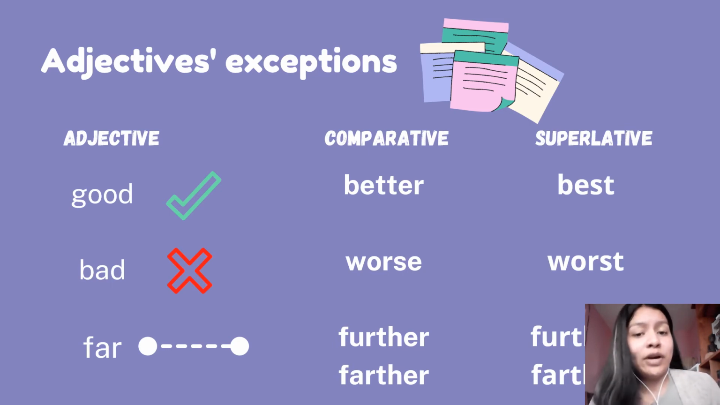For good, the comparative is better and the superlative is best. You cannot say gooder or the goodest. And also for bad, its comparative form is worse and the superlative worst. Again, you cannot say badder or the baddest. And for far, we have two ways of saying it in the comparative, further or farther, and the superlative furthest and farthest. The use of one or the other depends on the context you are using each adjective.